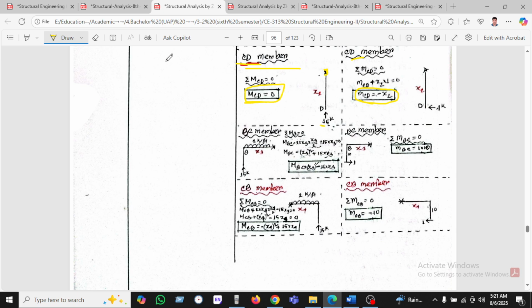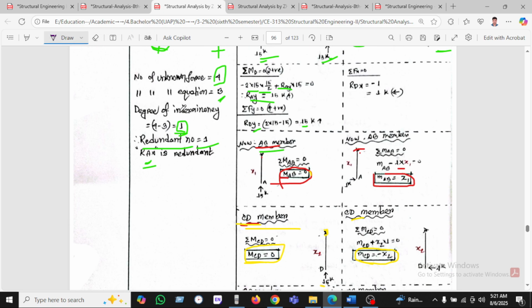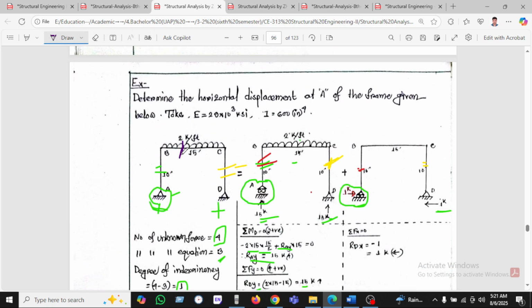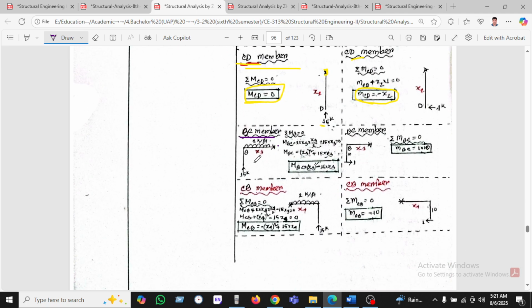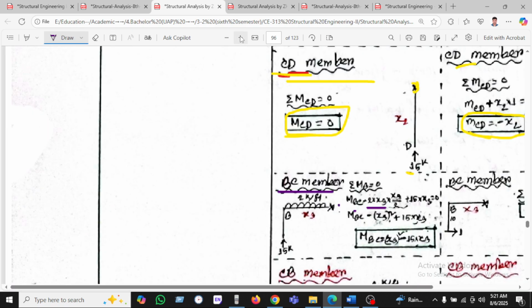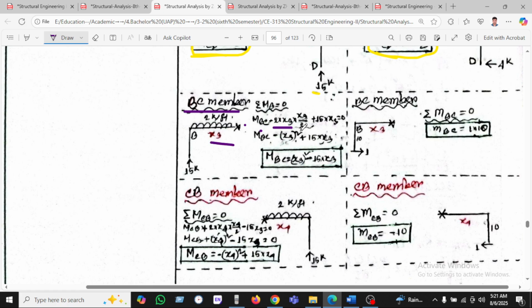And the BC member, we're just changing color here. Where is the BC member? This is the BC member. We're just cutting here. After the cut, we can see MBC equals 2 into x3. Zooming in here, this is x3, and x3 divided by 2, and the 15 axial load is coming here. You can see the 15 load is also here.